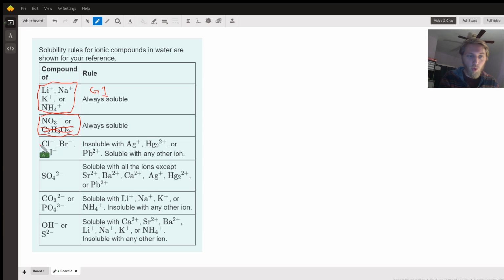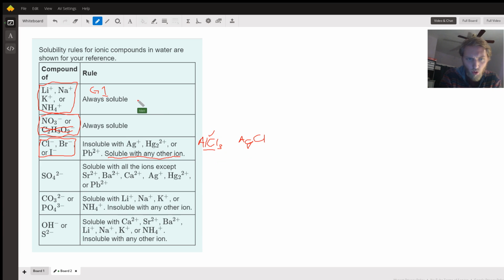Moving on, we have some group 7 ions here. These are your halides. Halogens turn ions into halides. So we've got chloride, bromide, and iodide. Generally speaking, these are soluble with almost everything. So if you see something with chloride, it's probably soluble, like aluminum chloride, AlCl3. The exceptions to that are listed in this table: silver, lead, and mercury. So this would be soluble, but silver chloride, AgCl, would not.